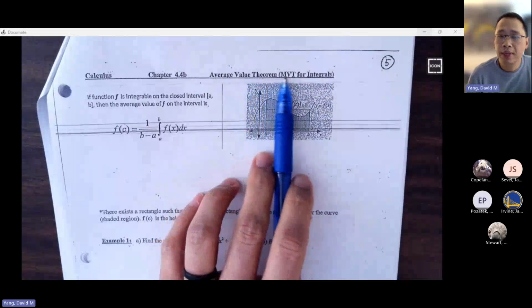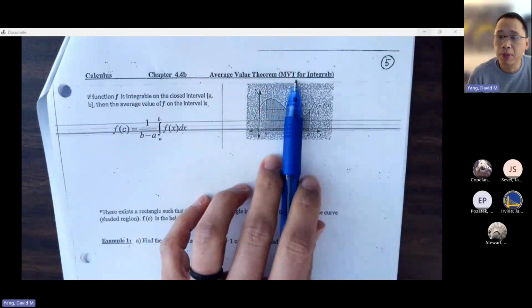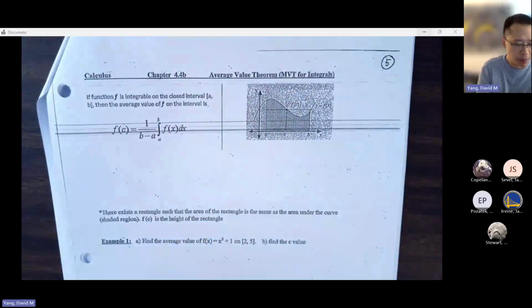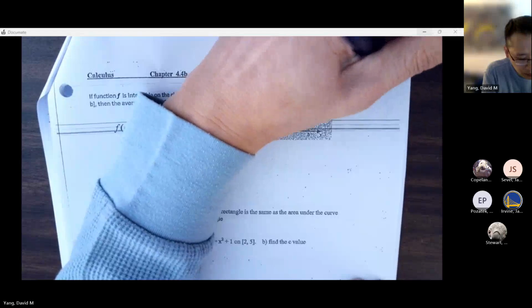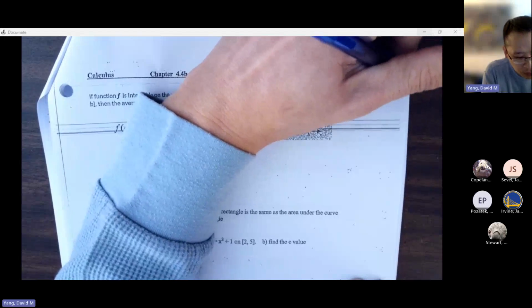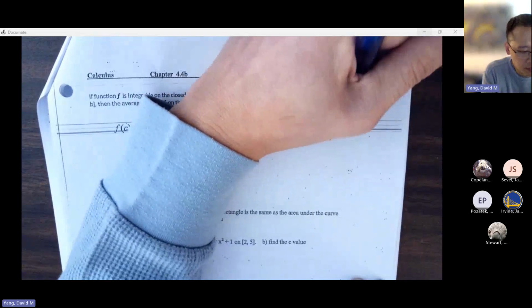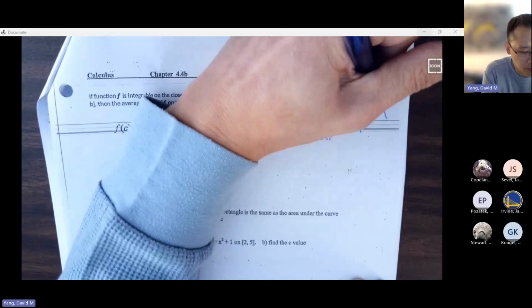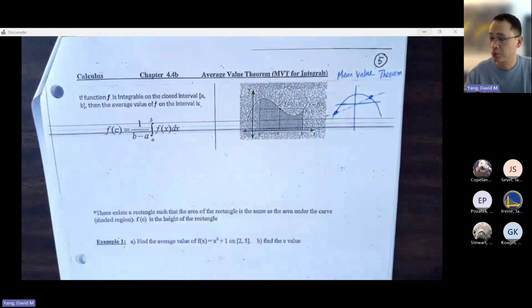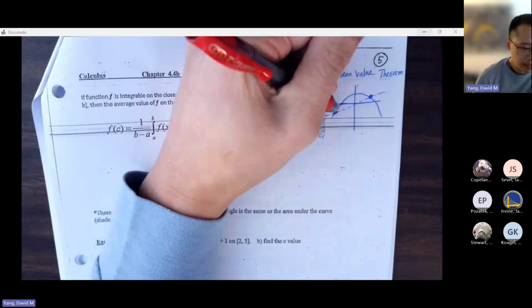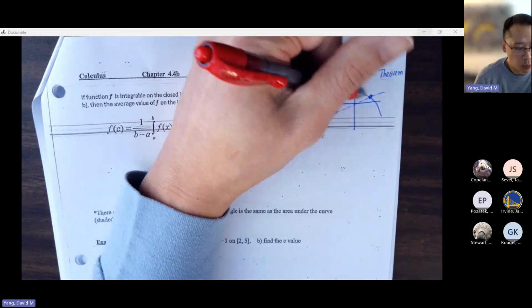So average value theorem is considered the mean value theorem, but for integrals. If you remember from first semester, mean value theorem is where we're trying to guarantee a specific slope on the curve, right? If a graph is continuous and differentiable, and we identify 2 points on the curve and we find the slope between those two points, then whatever slope exists between those 2 points, I can guarantee that the slope is going to have to show up somewhere along the curve as well.